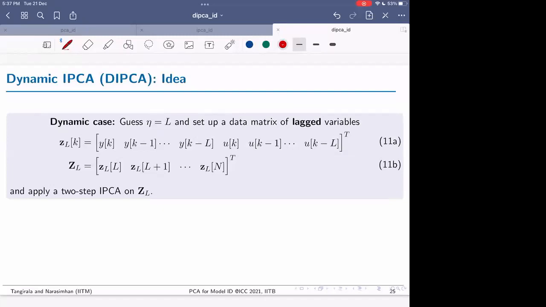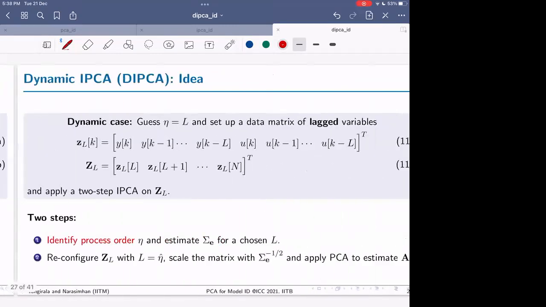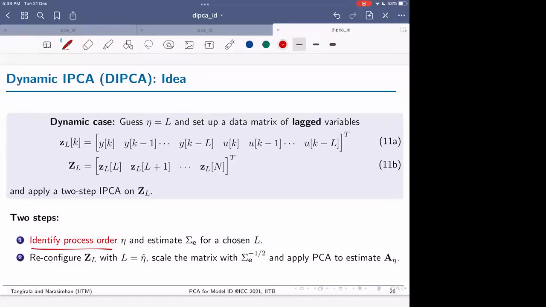So now we are at DIPCA. We guess L, greater than eta, and you set up the data matrix and then apply a two-step IPCA. You identify the process order and estimate sigma E for a chosen L, right? You apply IPCA in both cases. That is, in both the steps, you apply IPCA. You don't apply PCA because you do not know a priori whether it's a homoscedastic or a heteroscedastic case.